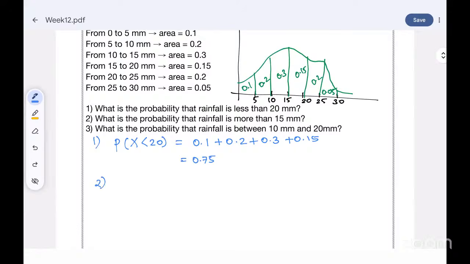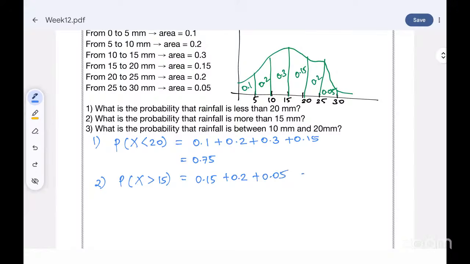What about the second case? What is the probability that the rainfall is more than 15 mm? 0.4. Okay. So there are two ways you can do this. For x greater than 15, you can either calculate directly from the graph.